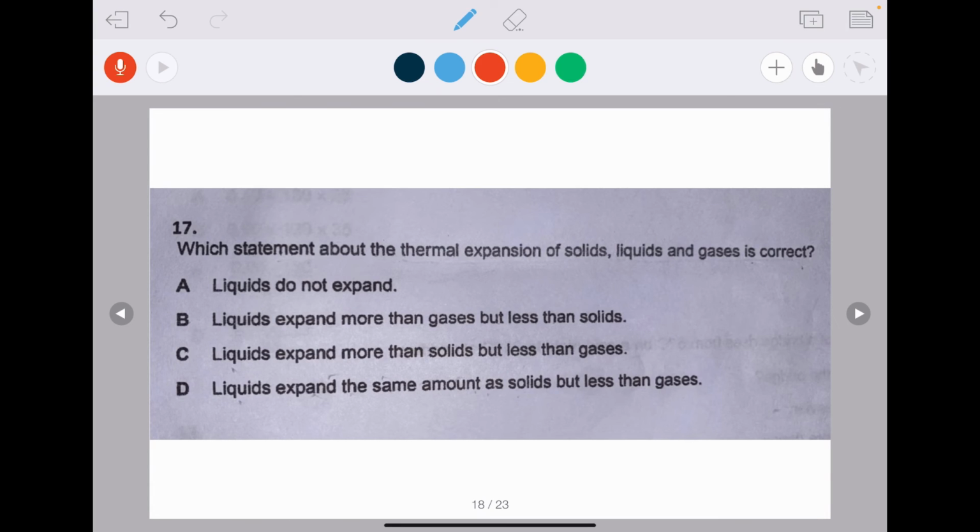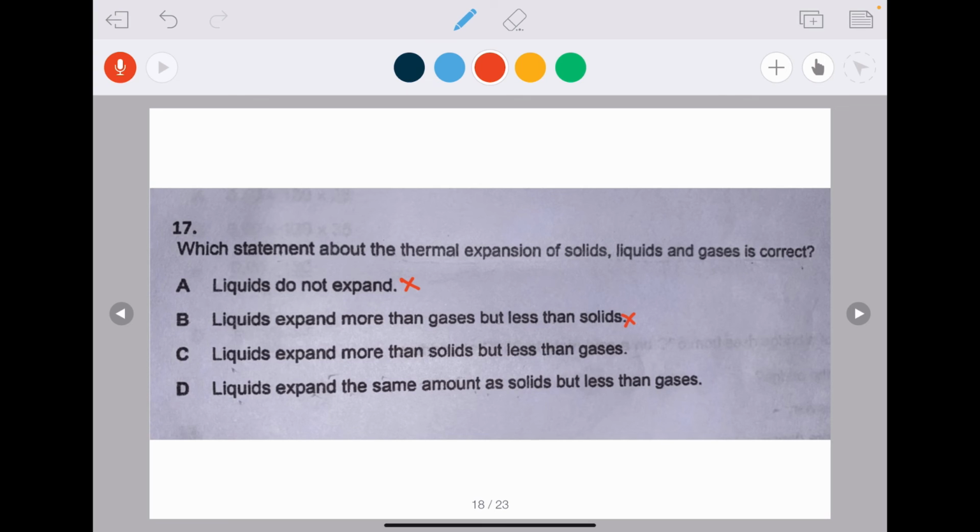Question number 17, which statement about the thermal expansion of solids, liquids, and gases is correct? Liquids do not expand, liquids do expand, that is wrong. Liquids expand more than gases but less than solids. We know that the gases expand the most because of their structure, so we can rule out option B.